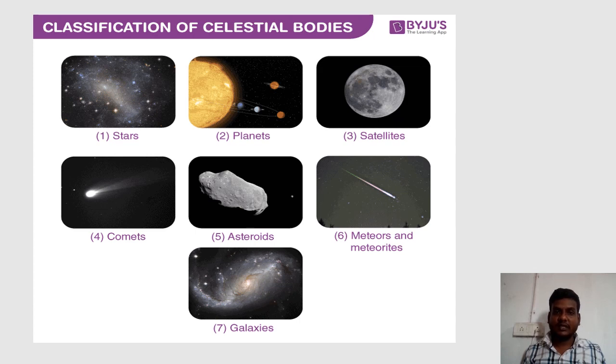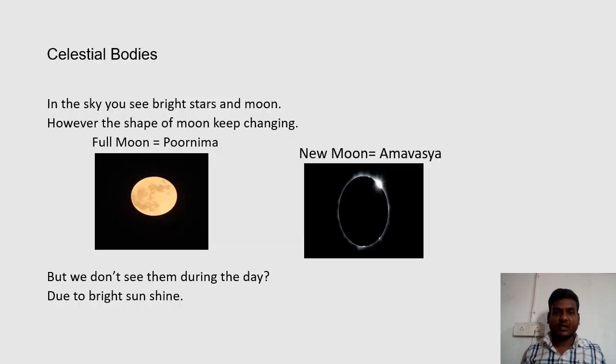Yes, you observe these bodies as celestial bodies. These are the star, planets, satellite, comet, asteroid, meteoroid, and galaxy. These are celestial bodies. You can see in the sky the bright sun, stars, and moon among the celestial bodies. But you can see the moon also changes its shape.